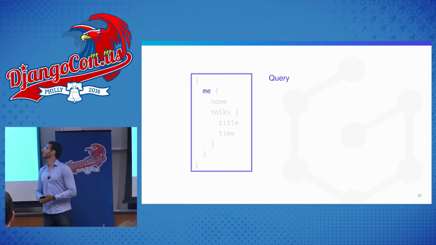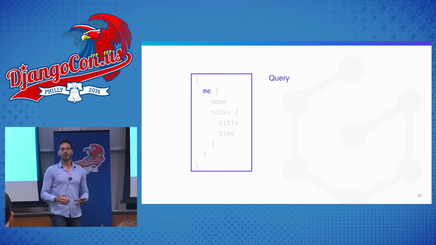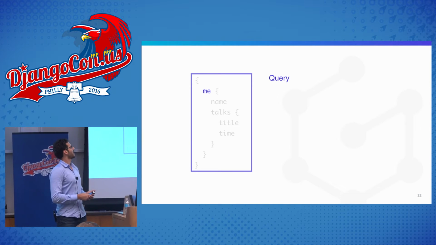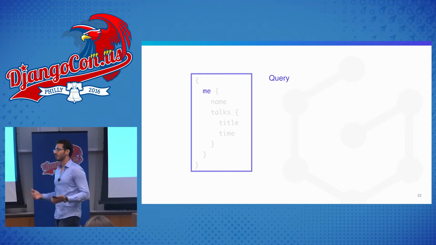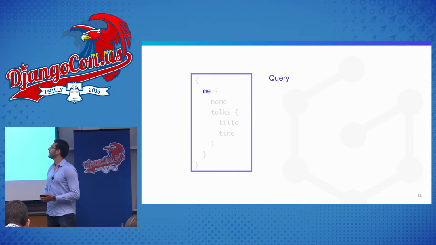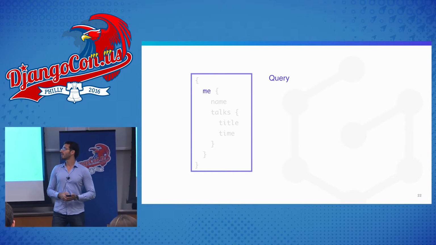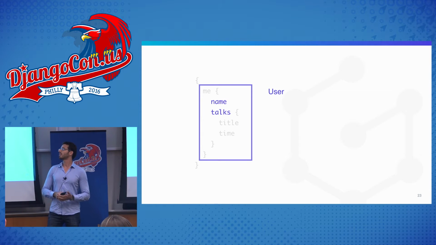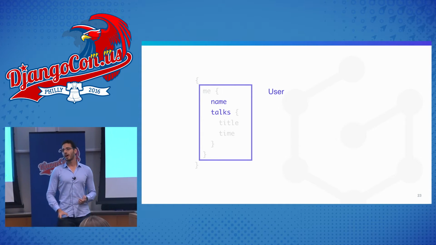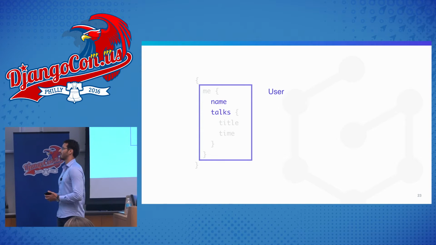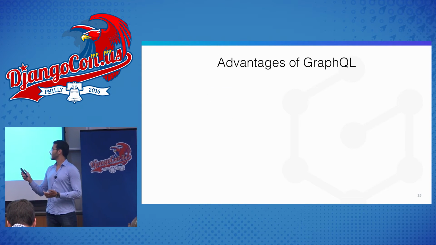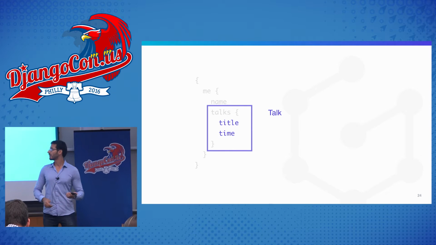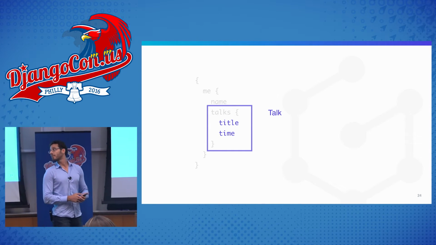So let's see how we can create a GraphQL schema based on that. We have to create the root query, which is the type that we hit when we first query. This query type has the me field on it. The me field is returning a user type. User type have name field and talks on it. And talks is returning a list of talks. And talks have a title and a time on it.